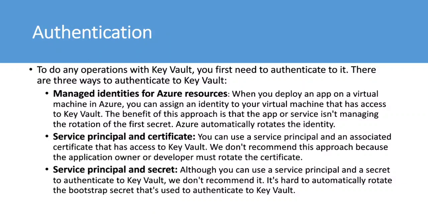Authentication first. When you deploy an app on a virtual machine in Azure, you can assign an identity to your virtual machine that has access to Key Vault. The benefit of this approach is that the app or service is not managing the rotation of the first secret. Azure automatically rotates the identities.